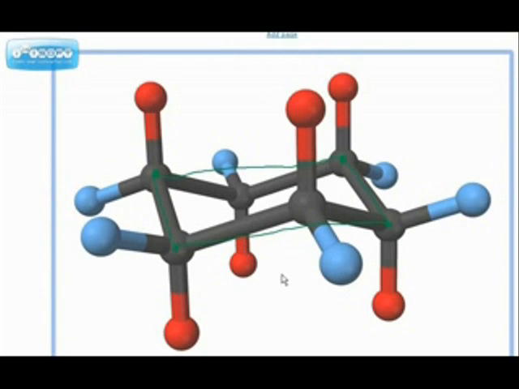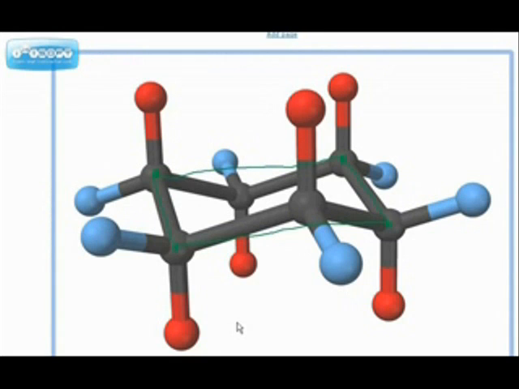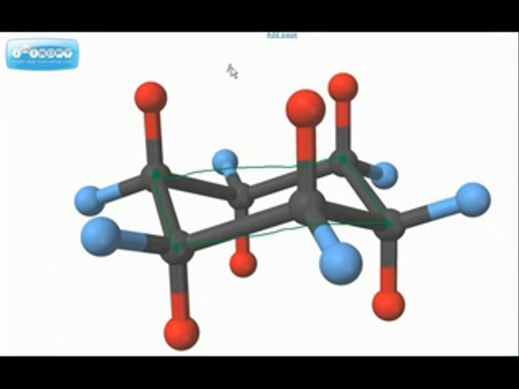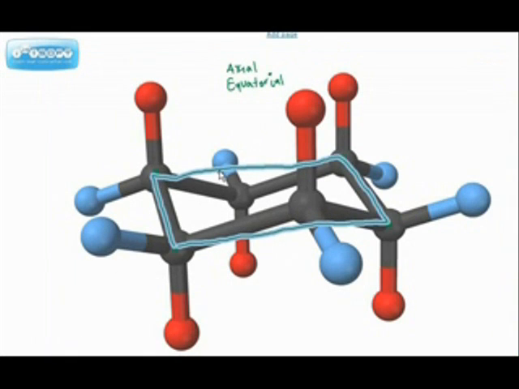Now we have a rubric or a template, a position of reference, if you will, so that every hydrogen can be compared to this point of reference. We use this plane in the middle of this molecule to define each one of these hydrogens by calling them either axial or equatorial. First I'm going to explain the equatorial hydrogens.